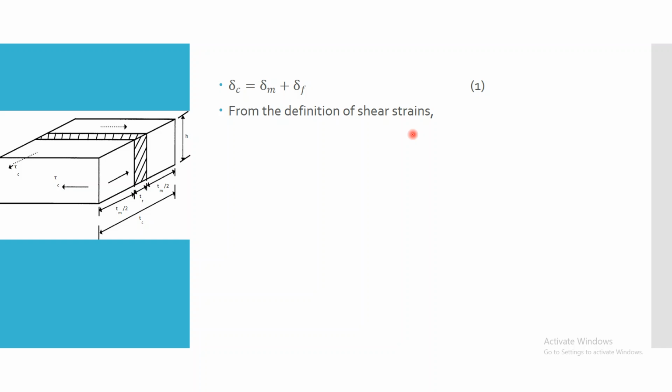From the definition of shear strains, what is shear strain? It is nothing but the change in length by the original length. We will adopt the same thing. Delta C is equal to gamma C into TC, that is, change in length is equal to strain times thickness. Only thing is we are changing the strain notation. Similarly for the fiber, delta F is equal to gamma F into TF, and delta M is equal to gamma M into TM. This is by using the basic equations that we adopted for the shear strains.